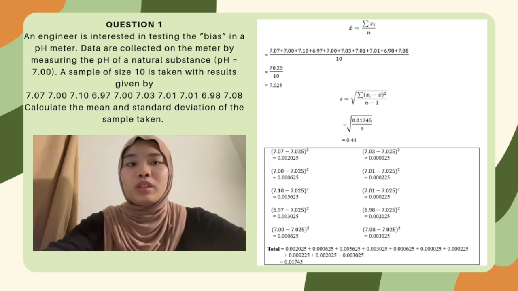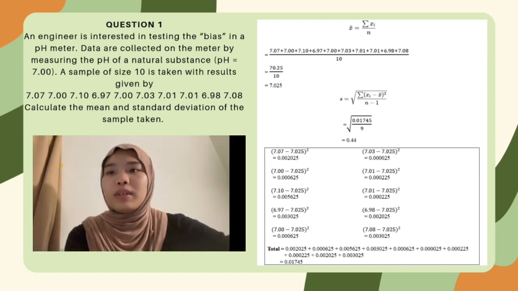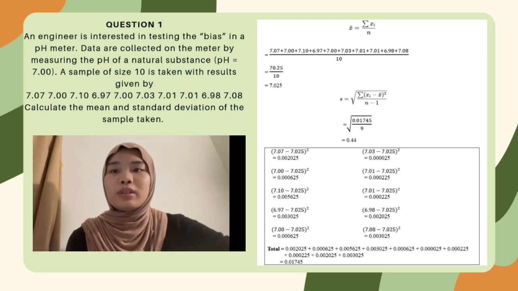So we use the formula for the mean. First, the mean is the average of the data values. So first, add all of the readings together, then divide the sum by the number of readings, which is 10.